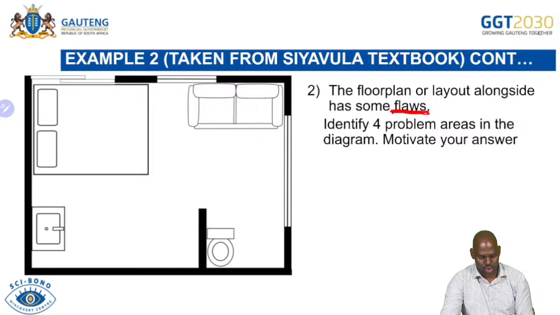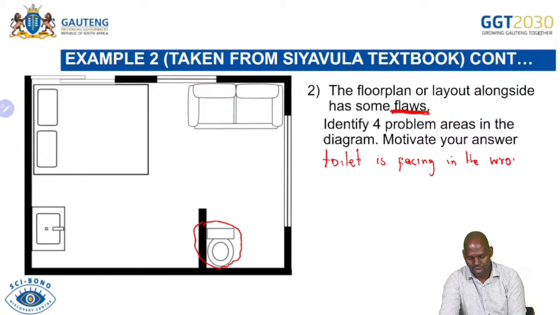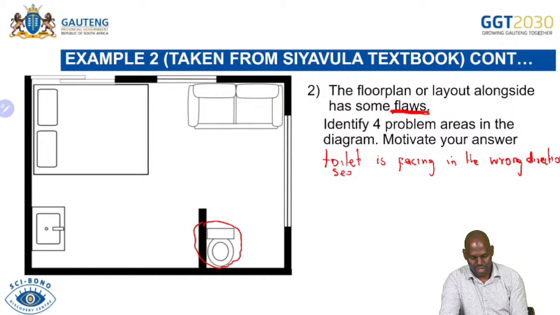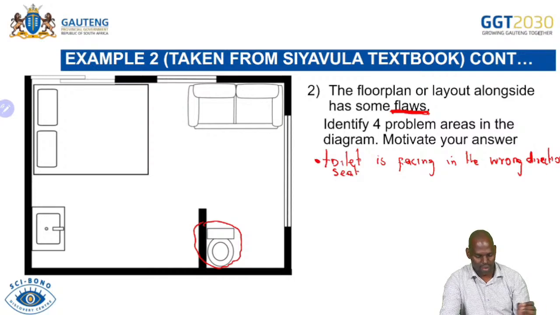Okay, first one, if you look at the direction of the toilet seat, where the toilet seat is facing. So the first one: the toilet seat is facing in the wrong direction. So that will be the first problem area.